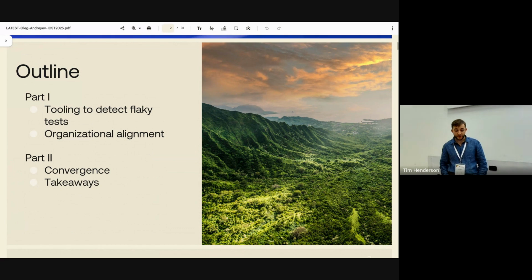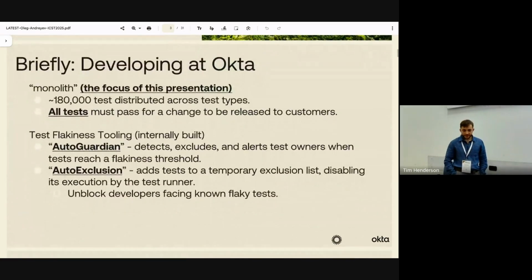In this talk, we'll cover the tooling that we use to detect flaky tests, how to improve its visibility, and the visibility of technical debt at the organizational level. Then we'll wrap up with how these two topics converge, and some takeaways. The focus of my talk is the Okta platform, namely the monolith. It has about 180,000 tests across all the test types. Prior to changes getting released to customers, all tests must pass, no exceptions. A set of internal tooling works to detect, exclude, and notify the test owners when tests reach a target flakiness threshold within our CI system.